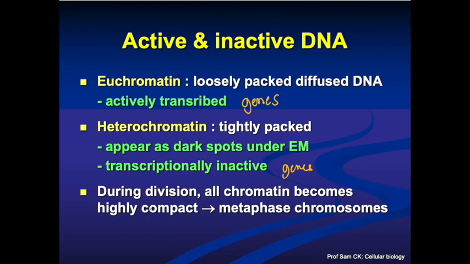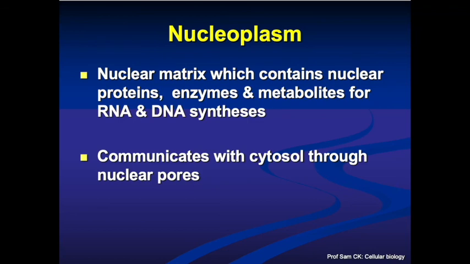During division, our chromatin becomes highly compact, so that's why we can see the metaphase chromosomes. All right. Next, the nucleoplasm is the nuclear matrix, which contains nuclear proteins, enzymes, and metabolites for RNA and DNA synthesis. It communicates with the cytosol through the nuclear pore.